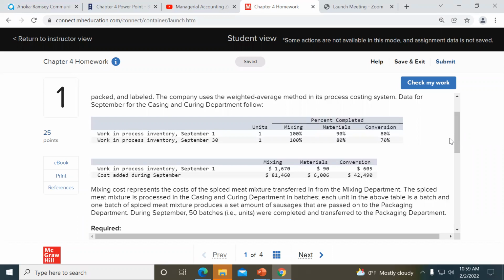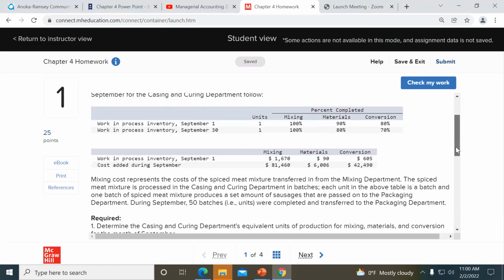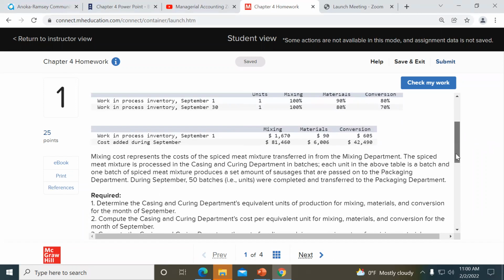Work in process September 1st, mixing 1,670, materials 90, conversion 605, cost added 81,460, 6,006, and 42,490. Mixing cost represents the costs of the spiced meat mixture transferred in from the mixing department.